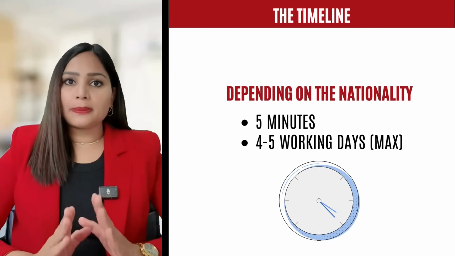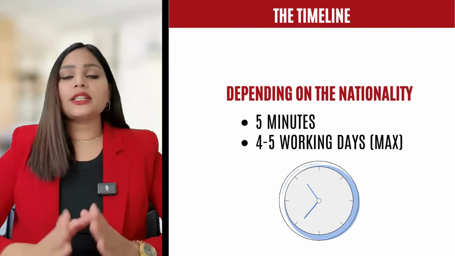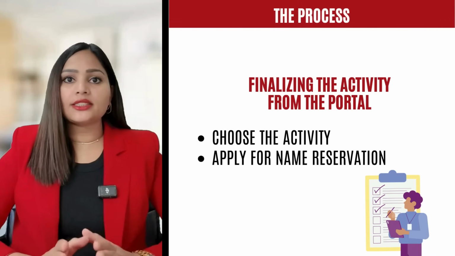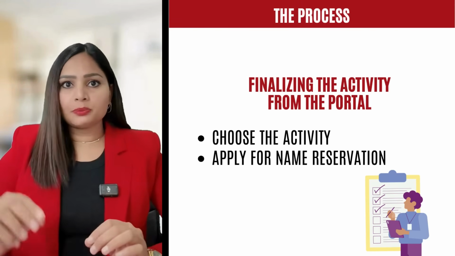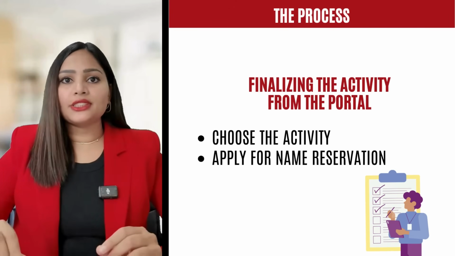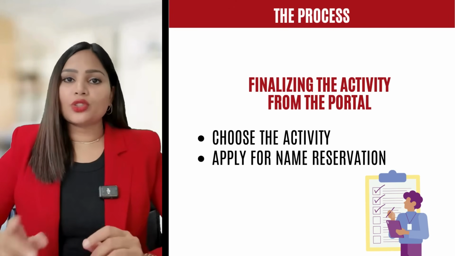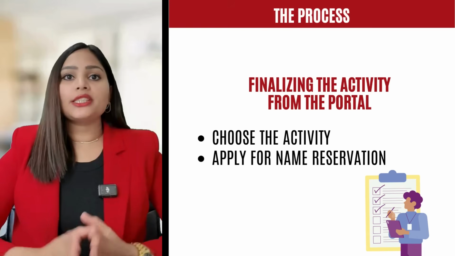Once the person's account is approved, the next step would be finalizing or searching for the right business activity for your license. You can find it in the portal itself and just put in the activity code and choose the activity accordingly. Afterwards, you have to apply for a name reservation.